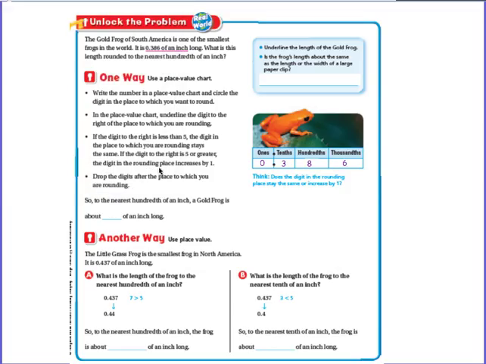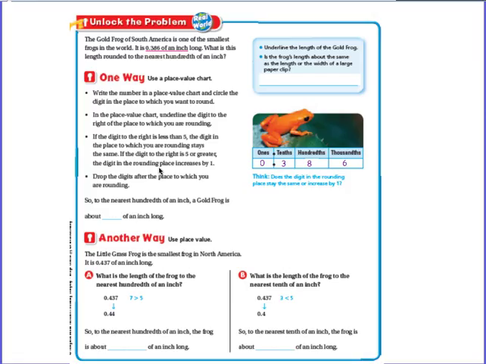Today we're going to round decimals. Let's go back and think about when we rounded before, when we rounded whole numbers. When we rounded whole numbers, we would look to the number on the right of that number. And if it was 0 to 4, we left it the same. If it was 5 or more, we went higher.